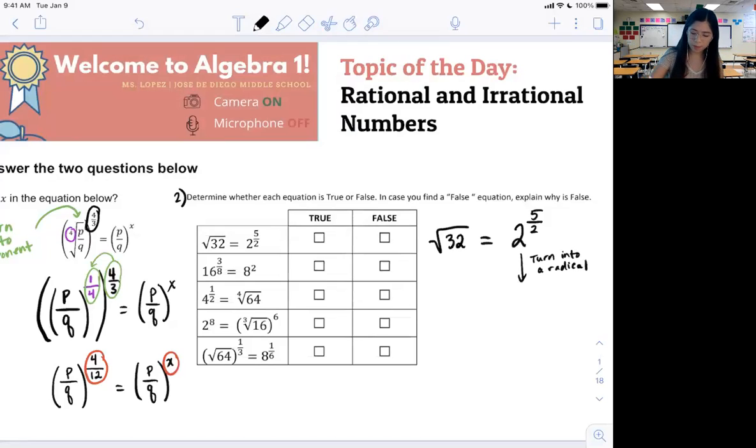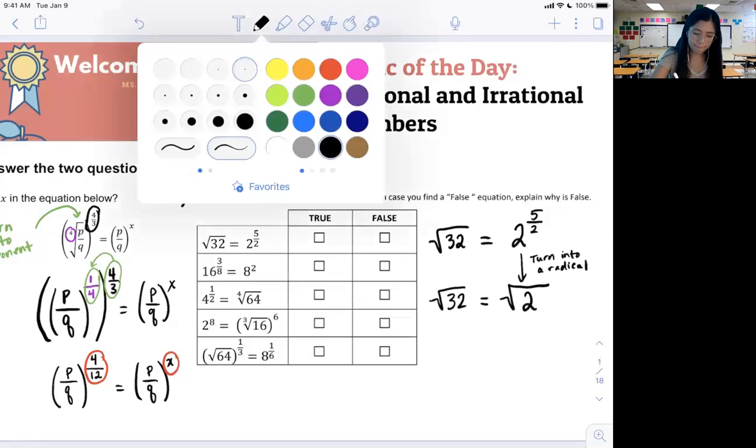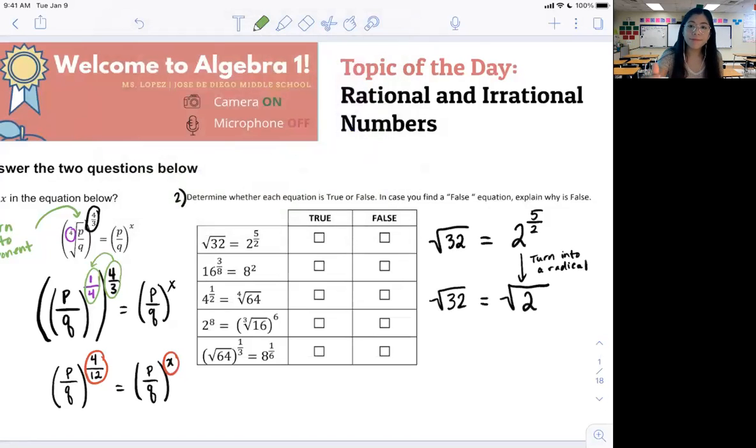So I'm going to keep the square root of 32 the same. And now let's turn this into a radical. So how do I do that? What goes inside? What goes outside? Well, you don't have to put the 2 outside, right? You're completely right. You don't really have to. I'll put it there for now, but I'll take it away in a little bit. So 2 is on the outside, and then the inside, 5 is inside.